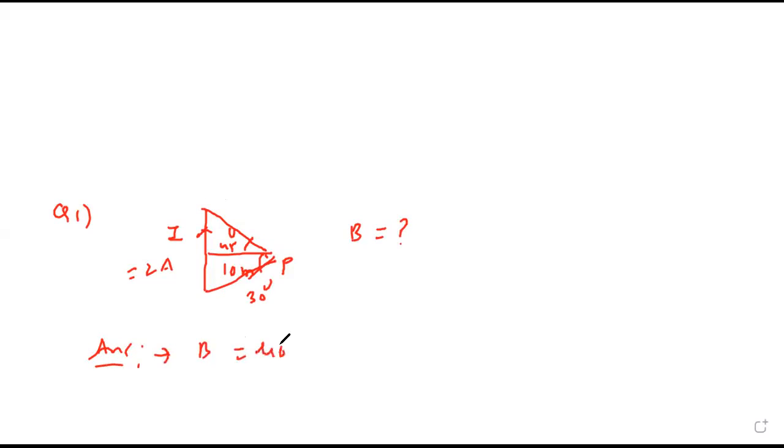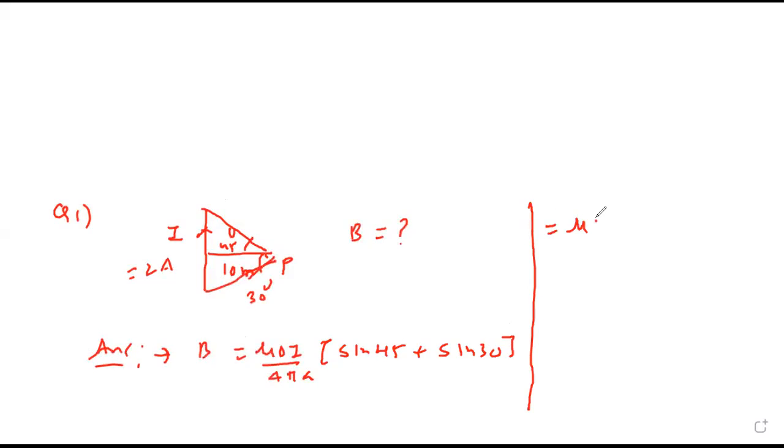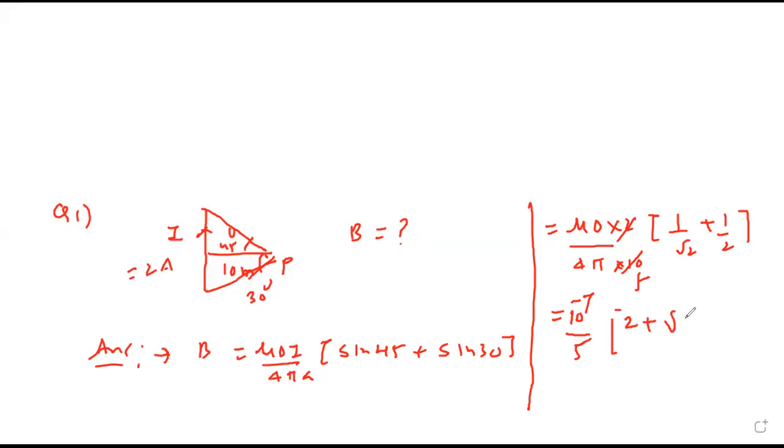Formula mu naught I upon 4 pi A into sine phi 1 plus sine phi 2. That is sine 45 plus sine 30. Am I right? Yes, sir. So mu naught into 2 upon 4 pi into 10, sine 45 is 1 upon root 2, sine 30 is half. Mu naught upon 4 pi means 10 raised to minus 7 upon 5. This will be 2 plus root 2 by cross multiplying, 2 plus root 2 upon 2 root 2. So you can stop here.